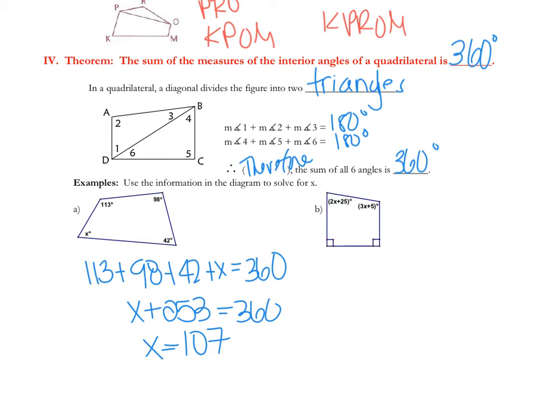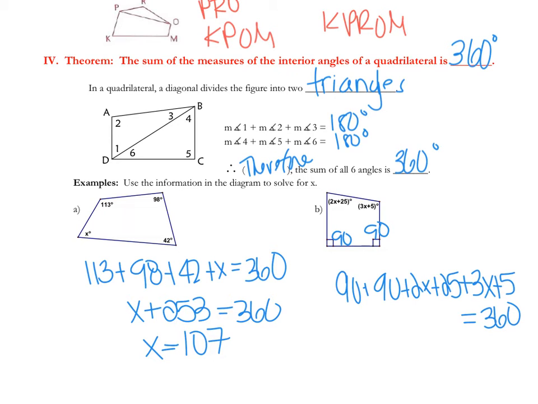Okay, and then same thing with the next example. Remember that these mean 90 degrees. So add up all four to equal 360 degrees, and then you would just solve that.